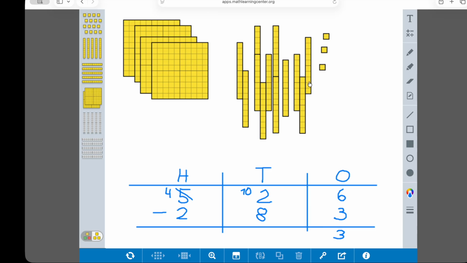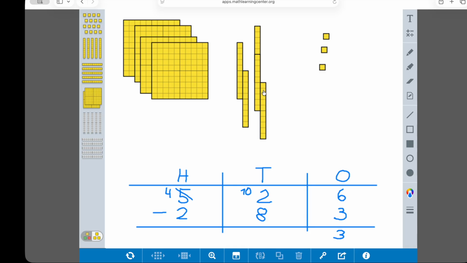Okay, so now we can work. We have 12 tens, and we need to subtract 8. Now you can do it. Go ahead and take 8 of those rods away. All right, dragging 8 of them off, and I'm left with 4. 4 rods. So a 4 goes in the tens answer column.